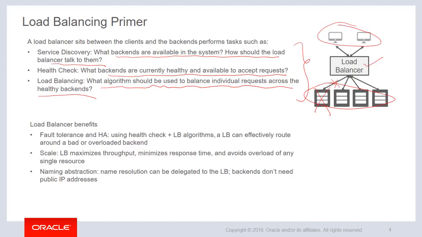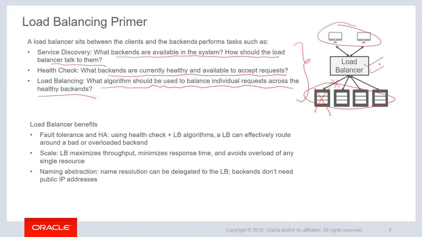The other main advantage of using a load balancer is to achieve scale. Load balancer maximizes throughput, minimizes response time, and avoids overload of any single resource. And finally, there is also this capability of naming abstraction. Name resolution can be delegated to the load balancer. Backends don't need public IP addresses.